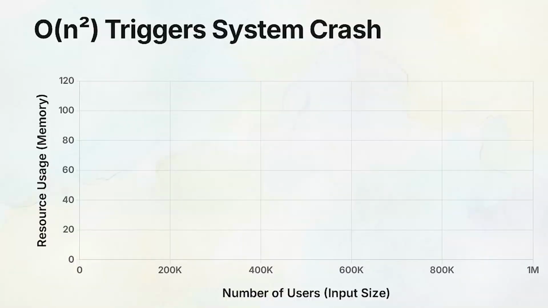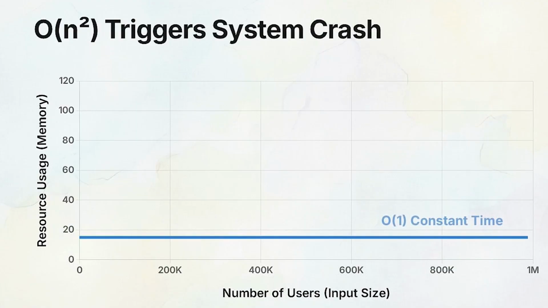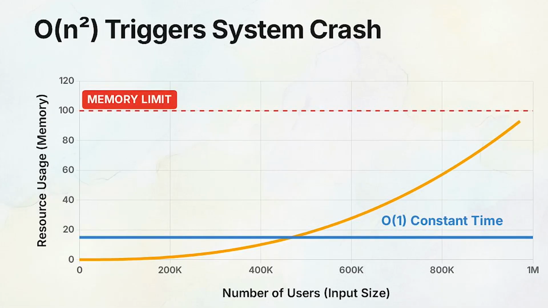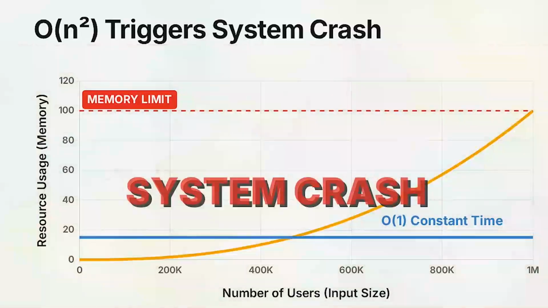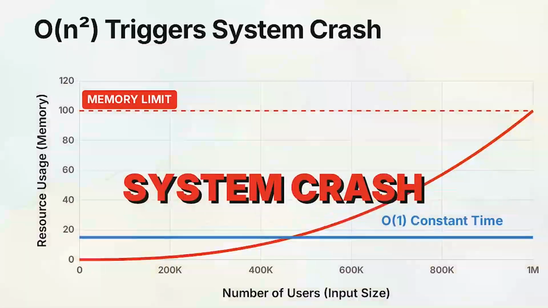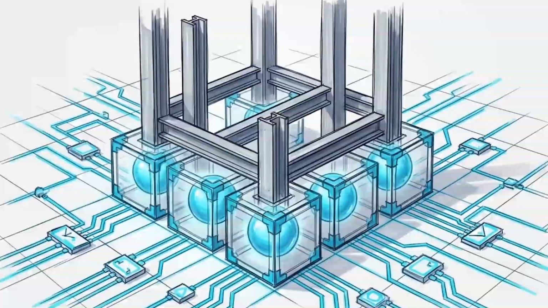This chart illustrates Big O notation, measuring time and space complexity. It contrasts a flat, efficient horizontal line, representing O of 1, against a steeply accelerating O of n squared curve. Feeding that steep curve a million users will exhaust system memory and trigger a crash. Writing basic logic and accurately measuring its efficiency is the mandatory ground floor of software engineering.